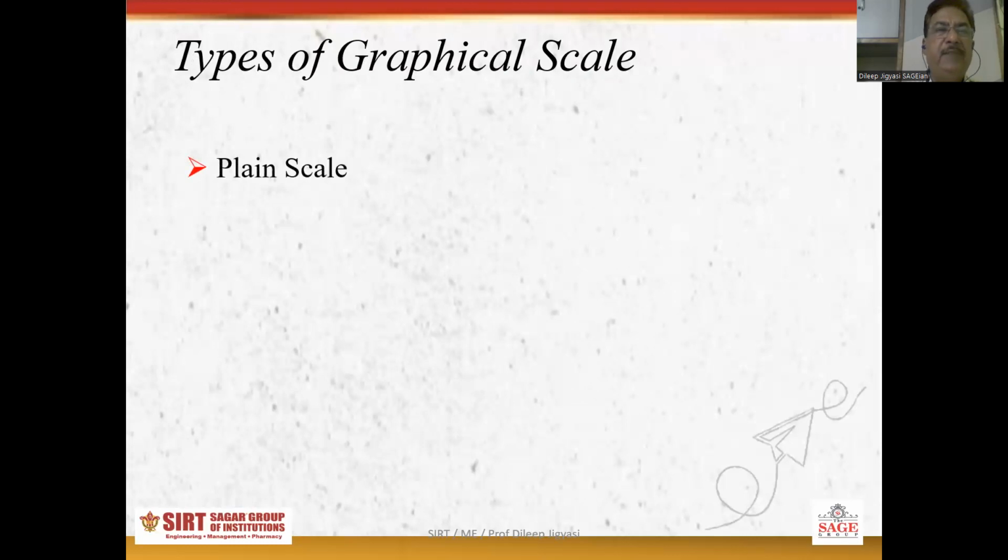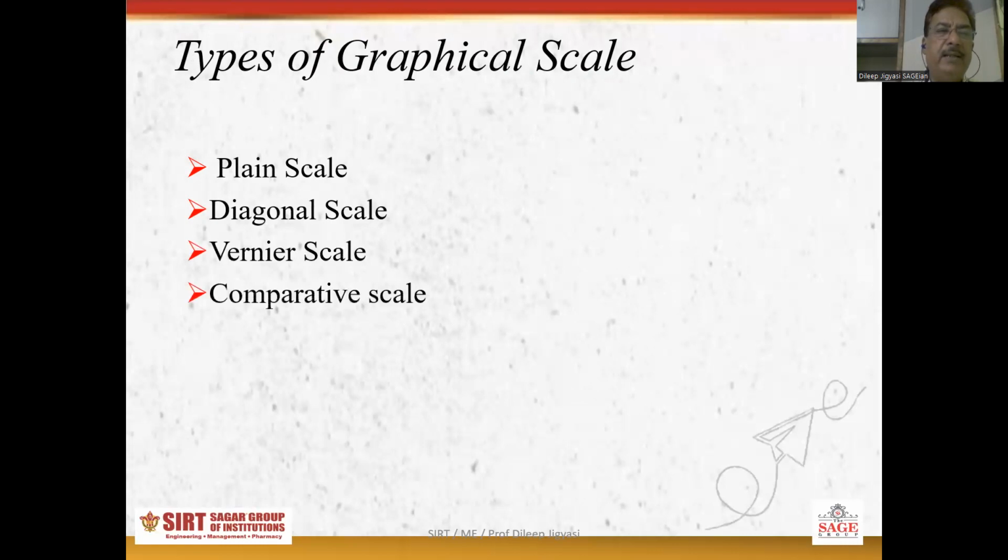Another way to define scale is according to the graphical scale. There are 5 types of scales: plane scale, diagonal scale, vernier scale, comparative scale, and finally scale of chords. So these are the few scales. In the next lecture, we will study them.